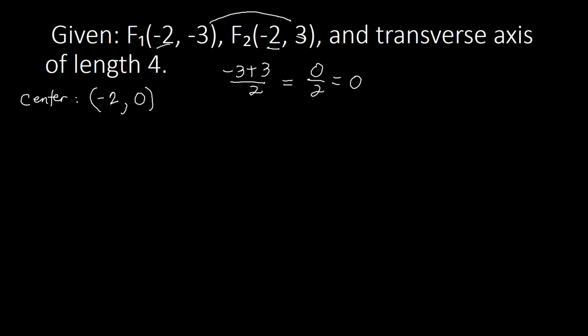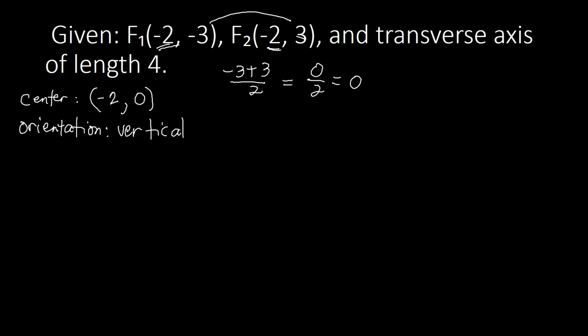So we have now the orientation. Based on the foci here, we have the same value on x. That means our orientation of the hyperbola is vertical. Because if you look at that, our focus travels vertically, because our value on y changes from negative 3 to positive 3. So that is vertical.